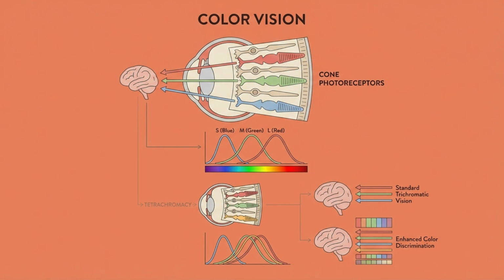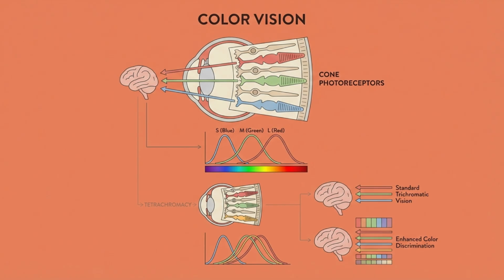Cones are responsible for color vision and fine detail. They come in three varieties, each tuned to a different range of the light spectrum, roughly corresponding to red, green, and blue wavelengths. The brain compares the activity of these three cone types to generate the full range of color perception. Some individuals carry a gene variant producing a fourth type of cone, slightly shifted in its spectral sensitivity relative to one of the standard three.